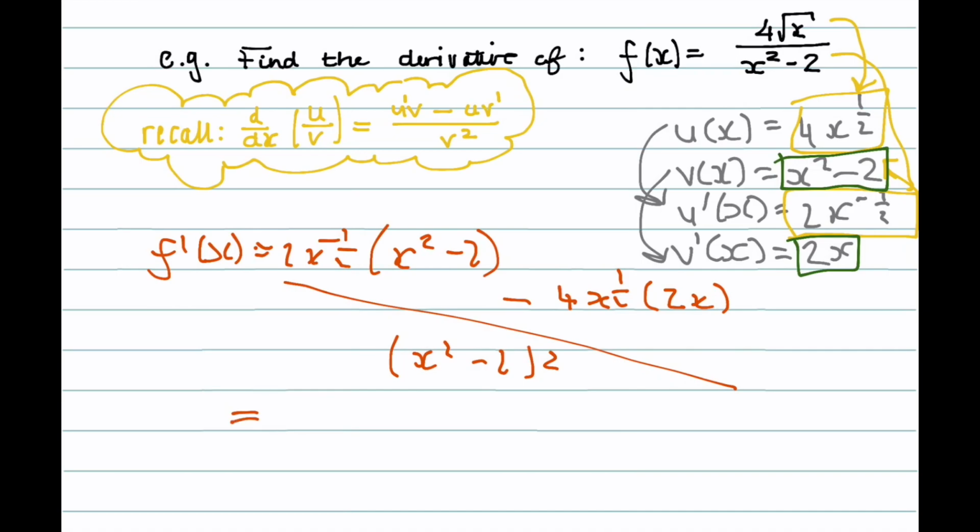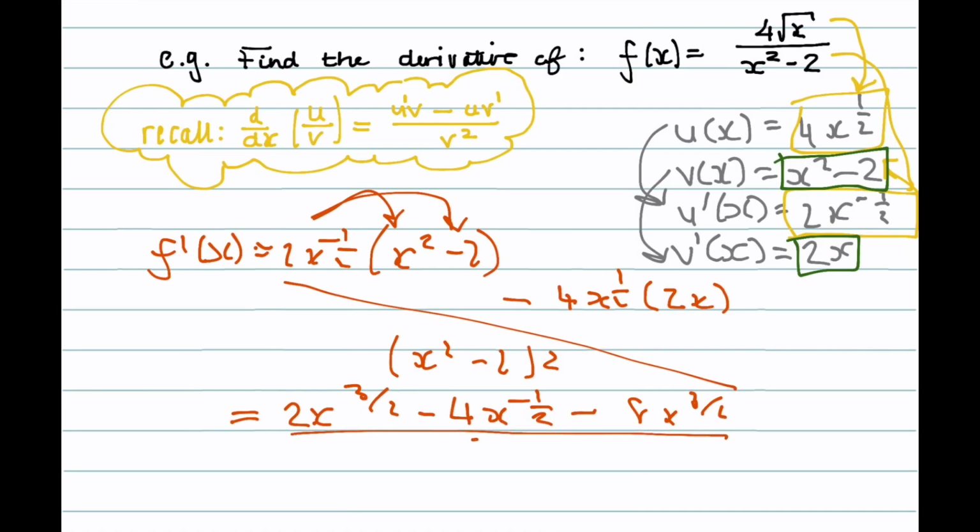And if we simplify this, we'll get 2x to the 3 over 2, multiplying these two terms out, minus 4x to the minus a half, if we multiply these two terms out, minus 8x to the 3 over 2, all over the denominator squared, x squared minus 2 squared.